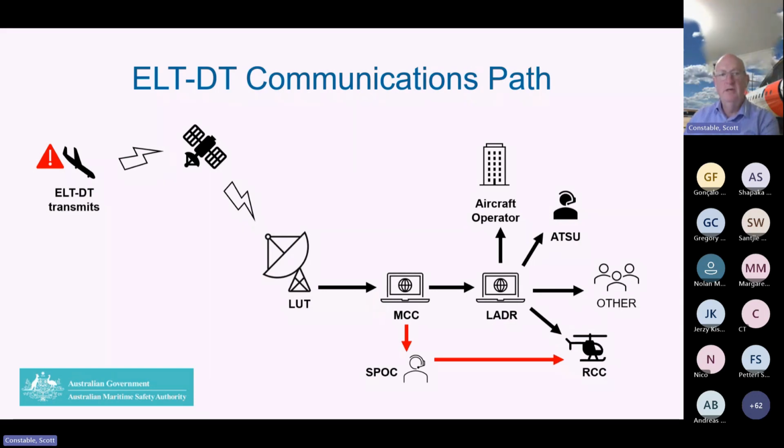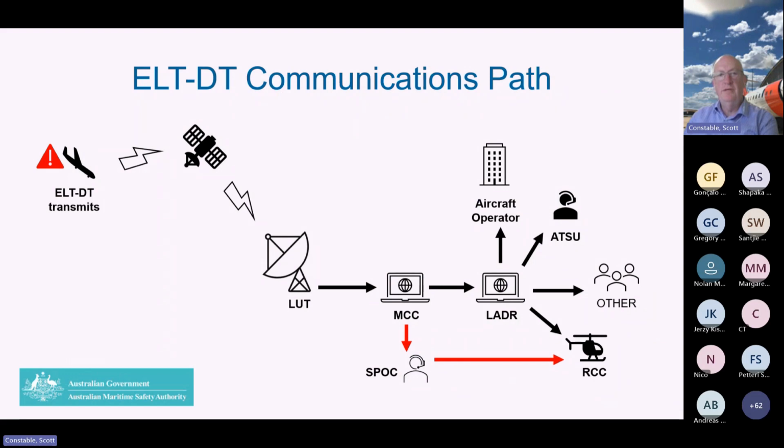So the alert will come from the ELT-DT via the satellite to the ground earth station or the LUT, local user terminal, to the mission control centre. We'll then send it on to the ladder and then distribute it. That's what ICAO would like to see. What will occur as well is that the information will go to the MCC and via the red arrows will go to the SAR point of contact to the RCC as now for EPIRBs, PLBs and ELTs.